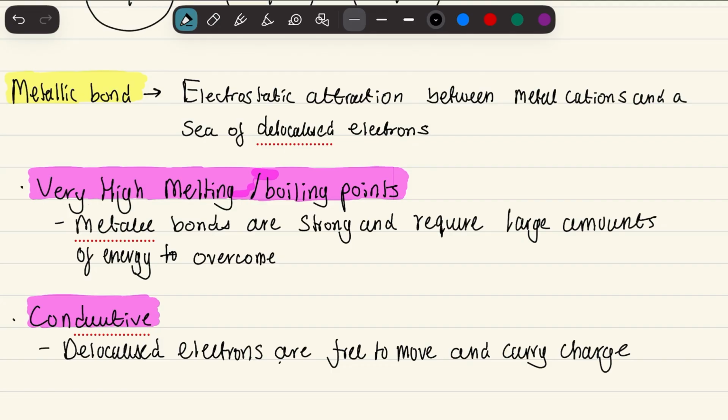Now, properties of metals. What is really relevant to the course is going to be a very high melting and boiling point because those metallic bonds are strong. So large amount of energies are required to break them, and also that they conduct. These delocalized electrons are free to just move about. Yeah, it's a sea. They just move about between your metal cations. Yeah, so they have the ability to conduct.